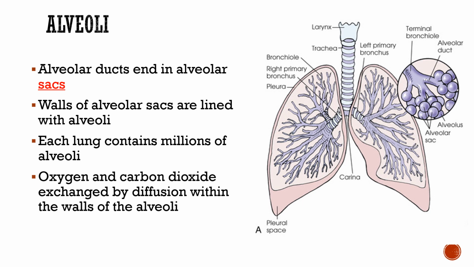The alveoli are referred to as the areas where we have the exchange of carbon dioxide and oxygen within the walls of those alveoli. The alveolar ducts end in alveolar sacs, and those alveolar sacs are lined with alveoli. Each lung contains millions of alveoli.